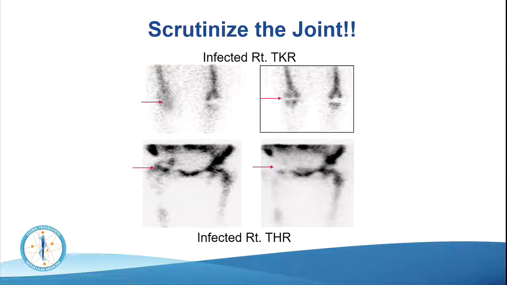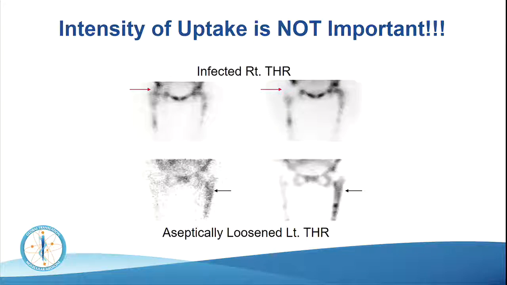A couple of points to keep in mind. The area of mismatch when interpreting white cell marrow scans almost always occurs in the region of the joint. Why that is, I really don't know. That may simply be where a sufficient number of white cells accumulate to allow us to recognize that mismatch, or whatever it is. I really don't have an answer for that. It doesn't mean that you can't see areas of mismatch elsewhere around the prosthesis, but even when we do, almost invariably an area of mismatch is found in the joint itself. So you want to scrutinize the joint when you're reading these studies.